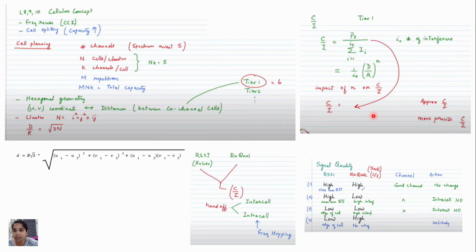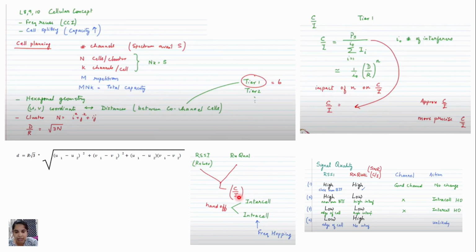And about the carrier to interference ratio, it will be the power of the signal divided by the sum of powers of the interferers. And the upper bound, or approximately, it could be written as 1 by I naught, where I naught is the number of interferers, into d by r the whole power n. That is, power of the signal will be directly proportional to r power minus n, and the power of the interferers will be directly proportional to d power minus n. So it's r by d the whole power minus n, so here it will be d by r the whole power n. And the impact of n on C by I, all these things were covered.